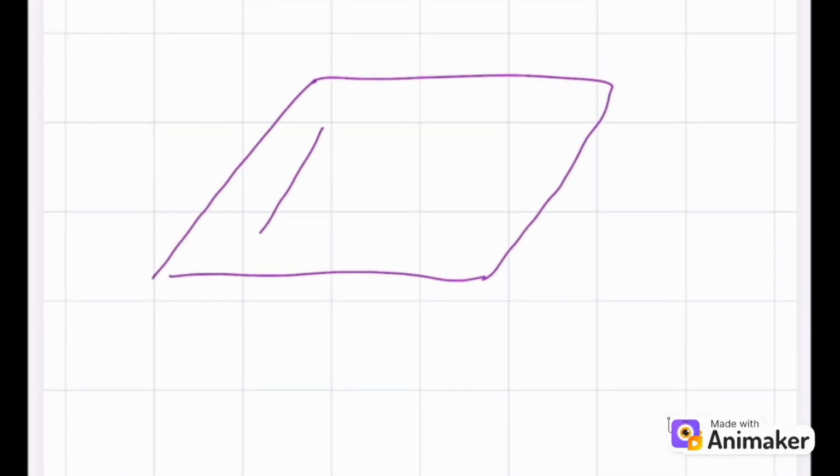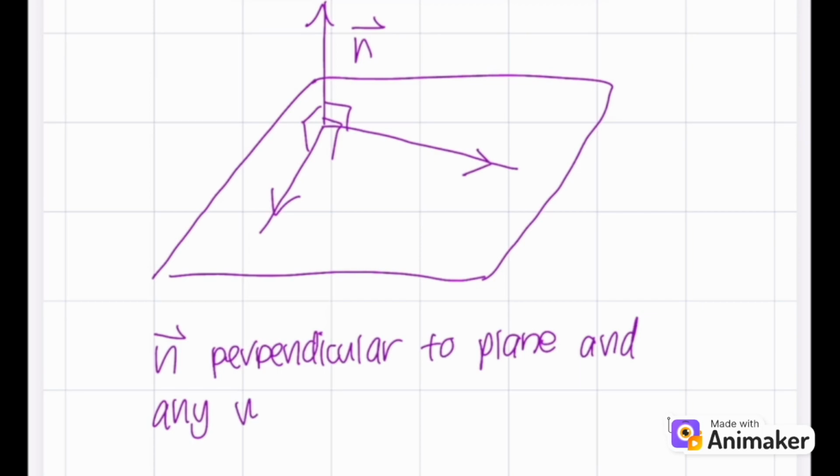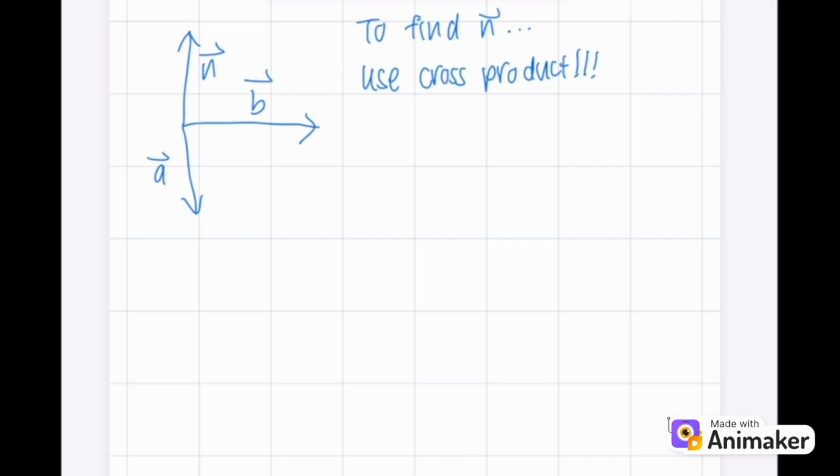When we draw out these 2 vectors on a plane, there is also something interesting we can do. See this vector protruding from the plane? This vector is the normal vector, which is a vector that's perpendicular to the plane, and hence sits at a 90-degree angle from any vector on the plane. To find the normal vector, we can cross product the 2 vectors lying on the plane, which will give us a vector perpendicular to both vectors.